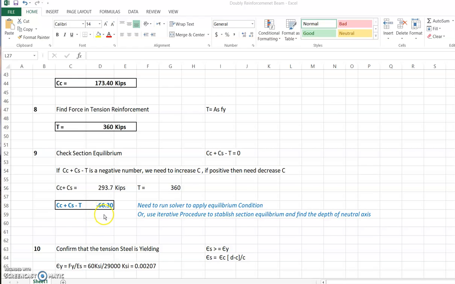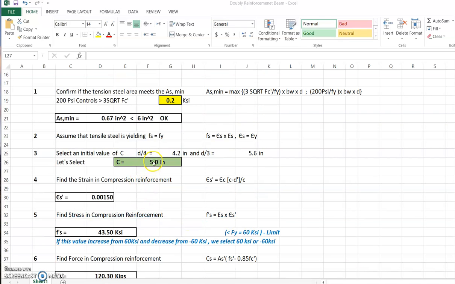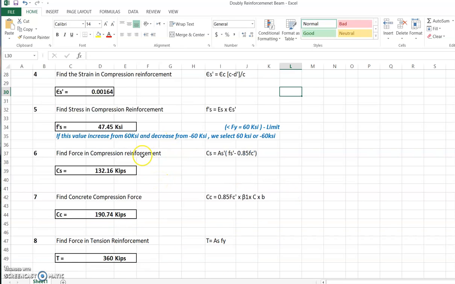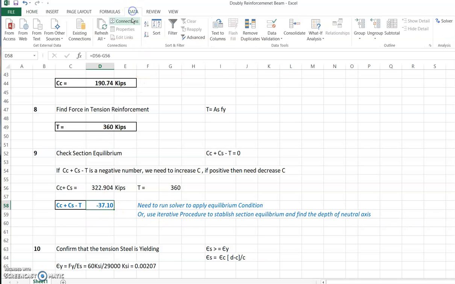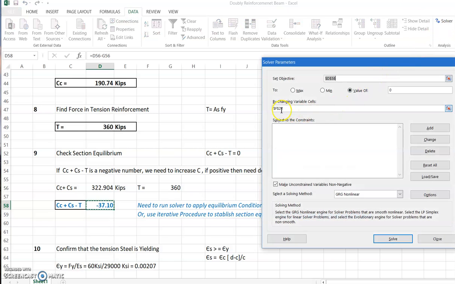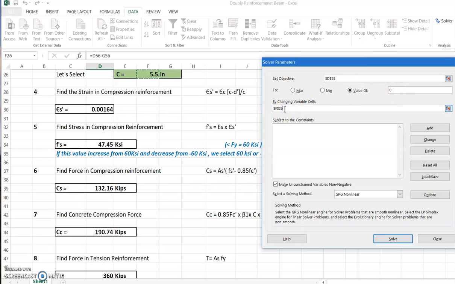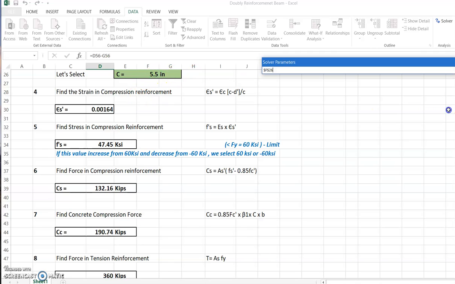There are two ways to do it now. We can run a solver, or we can use an iterative procedure. The iterative procedure is that we keep changing the c. For example, it is 5, I change it to 5.5. Now we still need to increase it because we still get a negative value over here. I just want to show you how to run the solver in Microsoft Excel. We select the cell, go to the Data menu, and go to Solver. We set the value to 0 by changing this, which is our c.